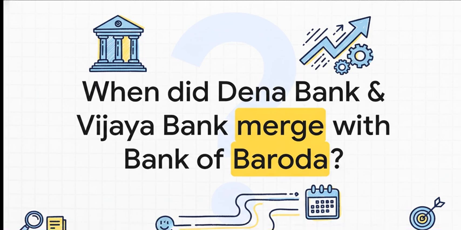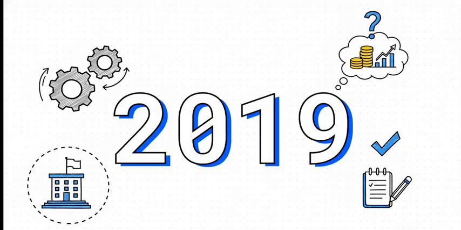This is a crystal clear signal that you need to be on top of major developments in big sectors, especially banking. Yep, that merger happened in 2019. This shows that recent financial history, particularly major events like bank mergers, is totally fair game. So you've got to make sure you're up to date.